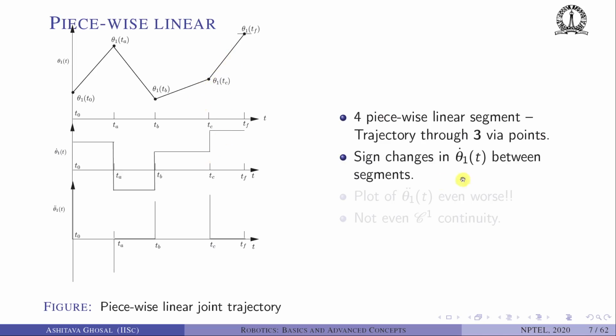So basically there are sign changes in theta 1 dot between segments, and there are distinct changes in the value of theta 1 dot, even if there is no sign change. The plot of theta 1 double dot is even worse. Why? Because the derivative of this so-called step function, when it is constant, is 0. And then if it changes sign, it's like a delta function which is happening at ta, tb, and tc. So it is not even C1 continuity.